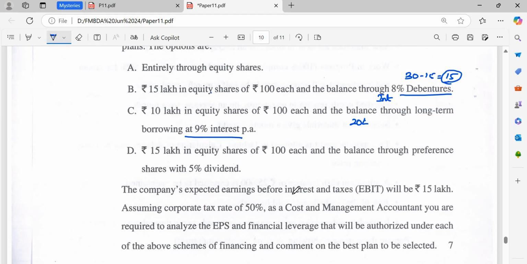The company's expected earnings before interest and taxes, EBIT, will be 15 lakhs. So we are expecting an EBIT of 15 lakhs. Assuming corporate tax rate of 50 percentage, as a cost and management accountant, you are required to analyze the EPS and financial leverage that will be authorized under each of the above schemes of financing and comment on the best plan to be selected. So we need to calculate EPS and financial leverage. So based on this analysis, we need to comment on the best scheme which needs to be selected.